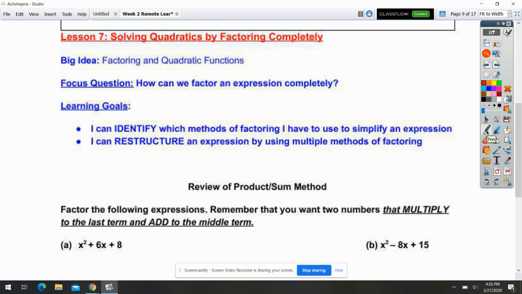Hi everyone and welcome to lesson 7, solving quadratics by factoring completely. So our focus question for today is how can we factor an expression completely? So what does this mean?